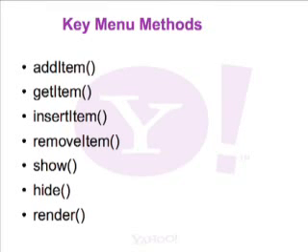Some key menu methods. Add item will essentially allow you to add an item to your menu. Get item will allow you to retrieve an item from your menu, and get item just takes an integer representing the position of that item, so 0 through X. Insert item allows you to essentially insert an item into an existing menu. Remove item will allow you to remove a menu item from a menu, and you can either pass the ordinal position of the menu item you want removed to remove item, or you can pass a menu item reference to remove item and have that removed.